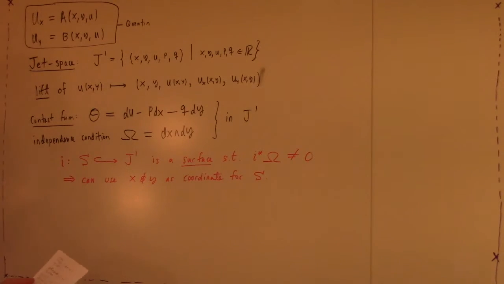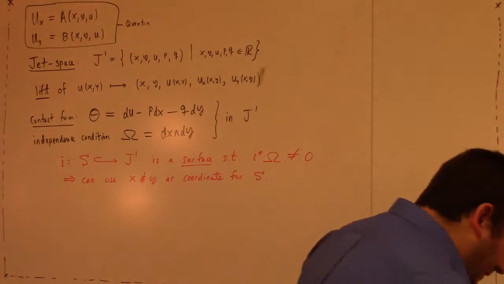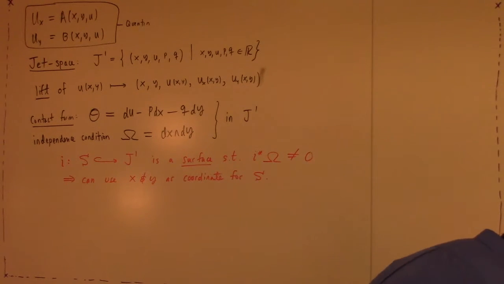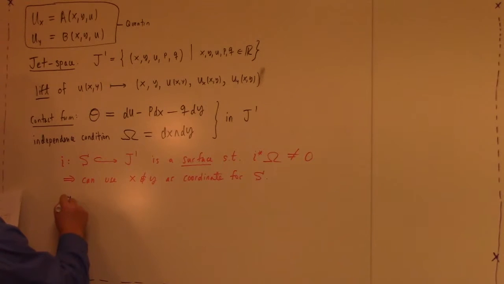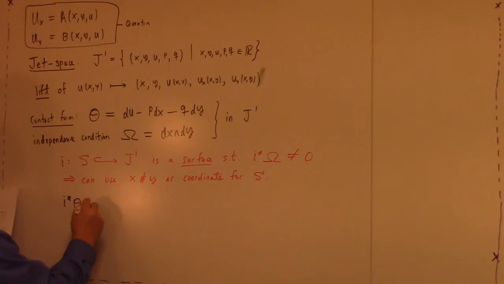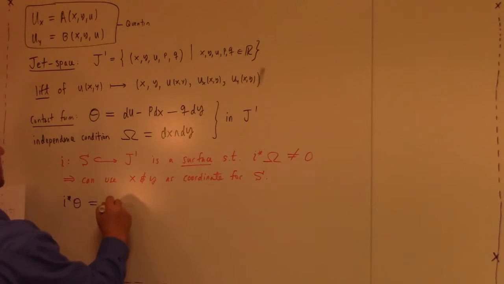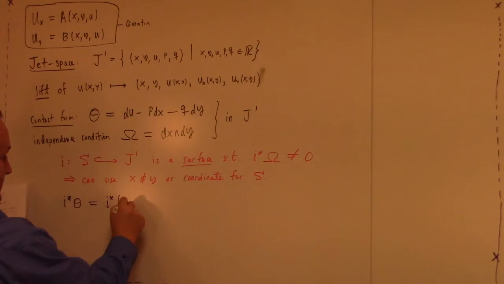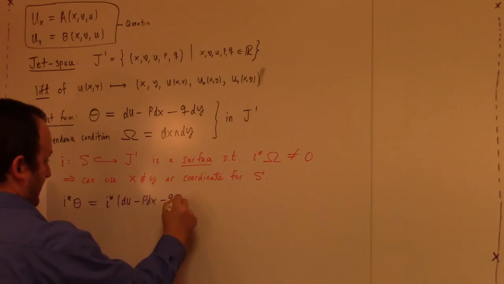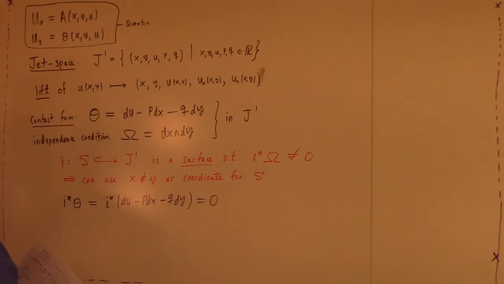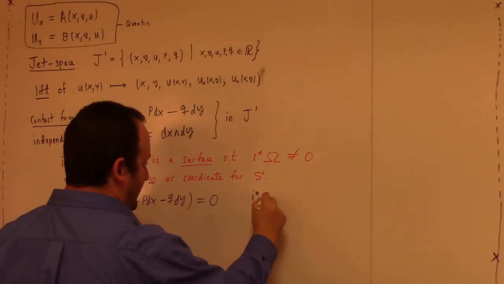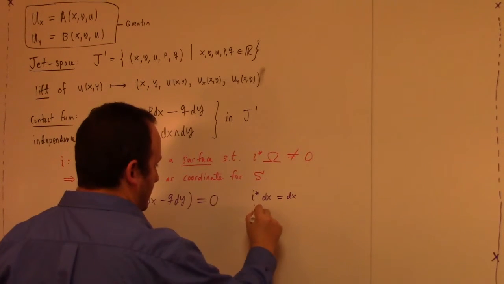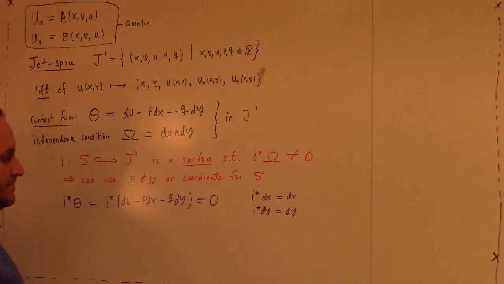On the other hand, suppose you look at the contact form theta. What does it mean for theta to pull back to 0? What would that give us? The pullback of theta is the pullback of du minus P dx minus Q dy, and suppose that equals 0. Well, if we can use x and y as coordinates, then we're going to abuse notation a little bit and say the pullback of dx is dx again, and the pullback of dy is dy again. Not too bad of an abuse of notation.